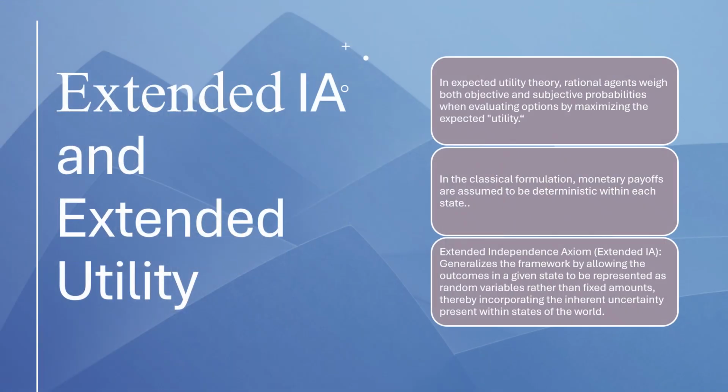In classical utility theory, outcomes are fixed in each state, but in real life, even if you know the state, outcomes can vary. The extended independence axiom, or extended IA, allows outcomes to be random within a state. Imagine you know it will rain tomorrow. Even then, it could be light rain or a heavy downpour. Uncertainty exists inside that state. That's what extended IA captures.